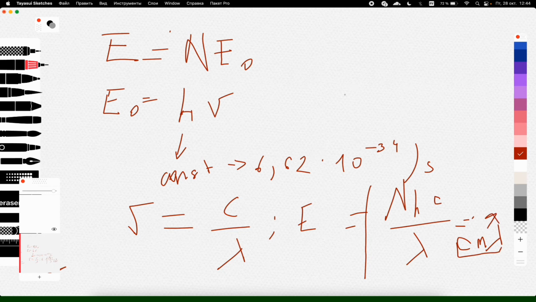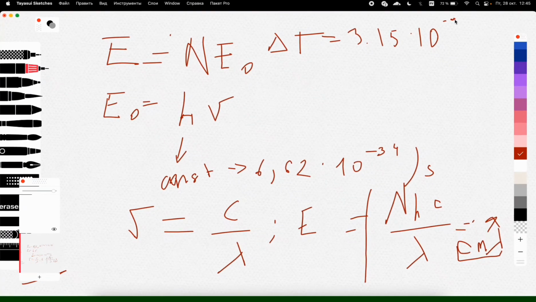And finally the answer: delta t equals 3.15 multiplied by 10 to the minus 9 degrees Celsius.